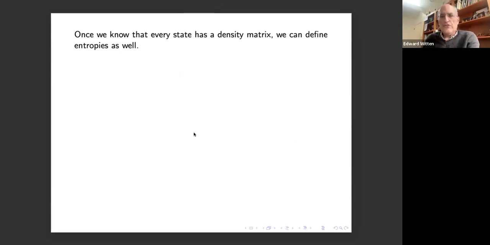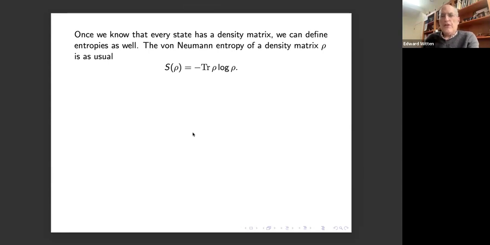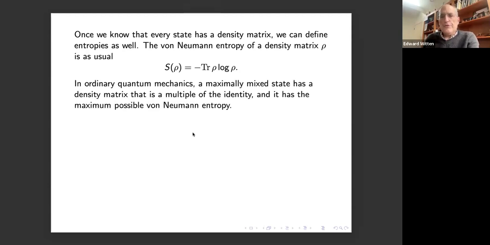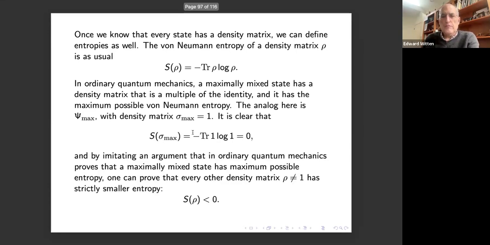Now, once we know that every state has a density matrix, we can define entropies as well. The von Neumann entropy of a density matrix rho is, as usual, minus the trace of rho log rho. In ordinary quantum mechanics, a maximally mixed state has a density matrix that's a multiple of the identity, and it has the maximum possible von Neumann entropy. The analog here is psi max with density matrix 1. It's clear that the entropy of psi max is 0 because the log of 1 is 0. And by imitating an argument that in ordinary quantum mechanics proves that a maximally mixed state has maximum possible entropy, one can prove that every other density matrix has strictly smaller entropy, in this case negative entropy.